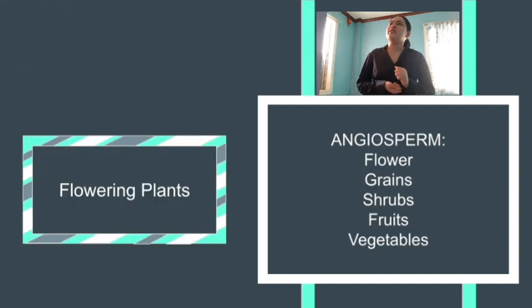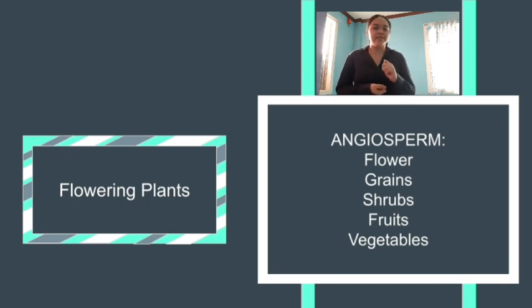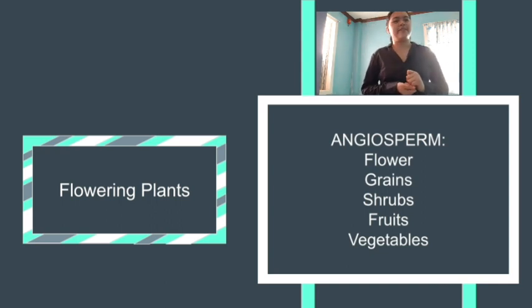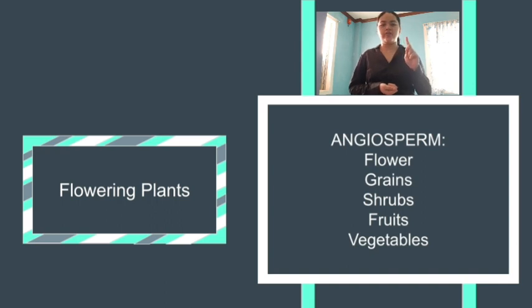Now we're done with flowering plants, but what is the other name of flowering plants again? Which is the angiosperm. Now, what are the 5 common angiosperms? Yes, this is the flower, grains, shrubs, fruits, and vegetables.